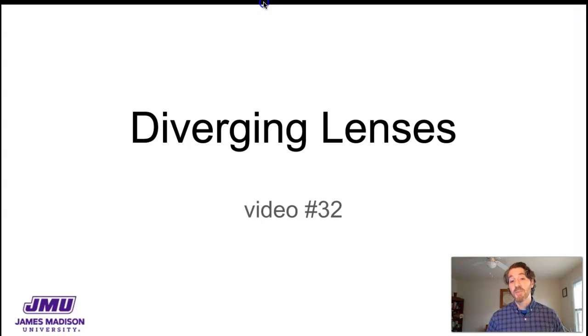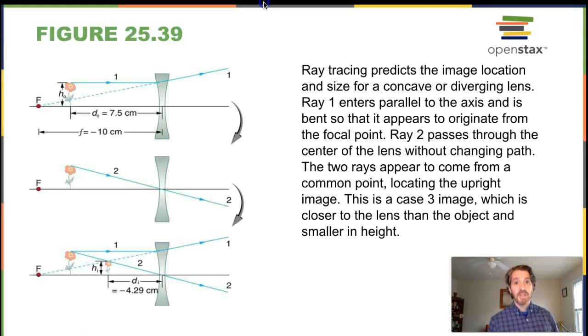Alright, in this video, as promised, we're going to take a look at what is the same and what is different when we are working with a diverging lens. For a diverging lens, the equations are the exact same as for a converging lens. The variables are the exact same. There are a few differences in how the ray diagram is drawn.